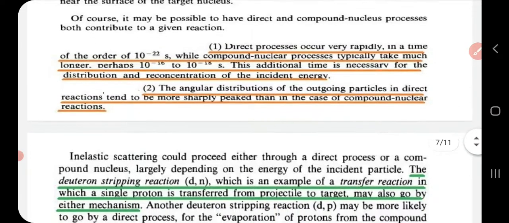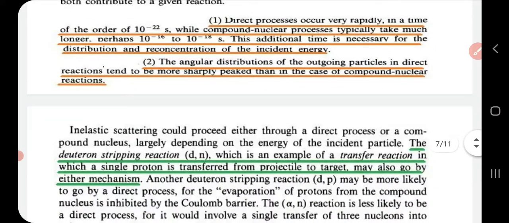Now these are some of the characteristics. They occur very rapidly, in a time duration of 10 raised to minus 22 seconds, whereas compound nucleus reactions take more time, between 10 raised to minus 16 to 10 raised to minus 18 seconds, and that additional time is necessary for the distribution and reconcentration of the incident energy.